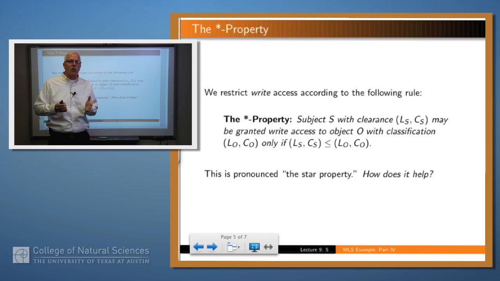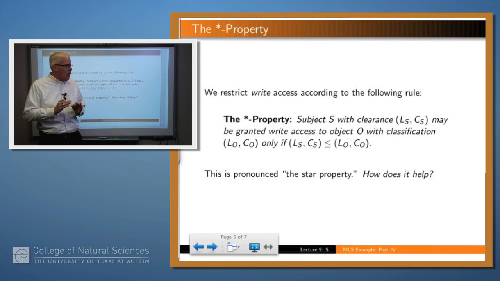If I'm confidential, I can write at my level or above, but I can't write down, okay? And the idea here is to put a mandatory constraint in place to keep information from flowing via the writing mechanism, okay?